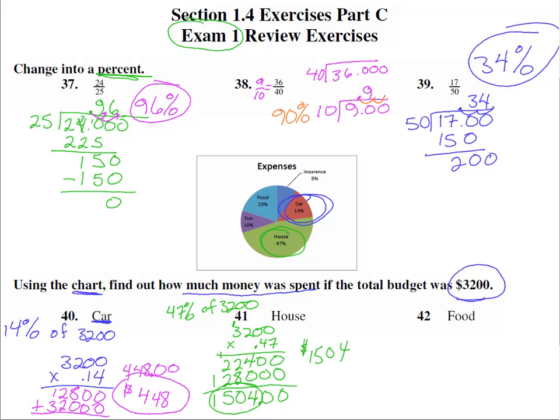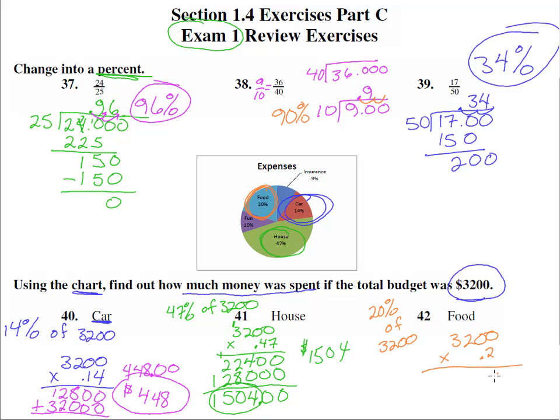And the food. Where's the food? Food up here. Oh, there we have it. 20%. So we've got to take 20% of 3,200. That's 3,200 times 20%, which is 0.20. We could write it just as a 0.2. You don't need that extra 0 over there.